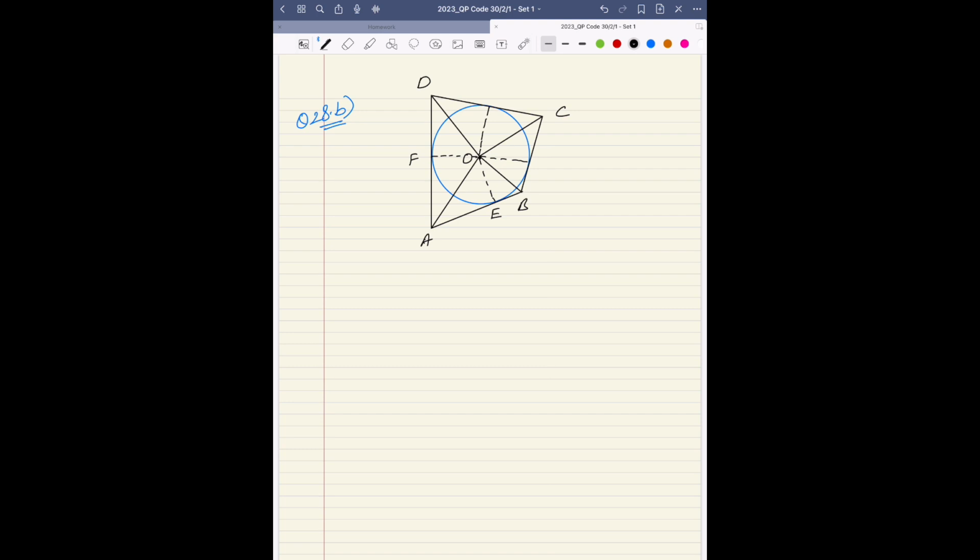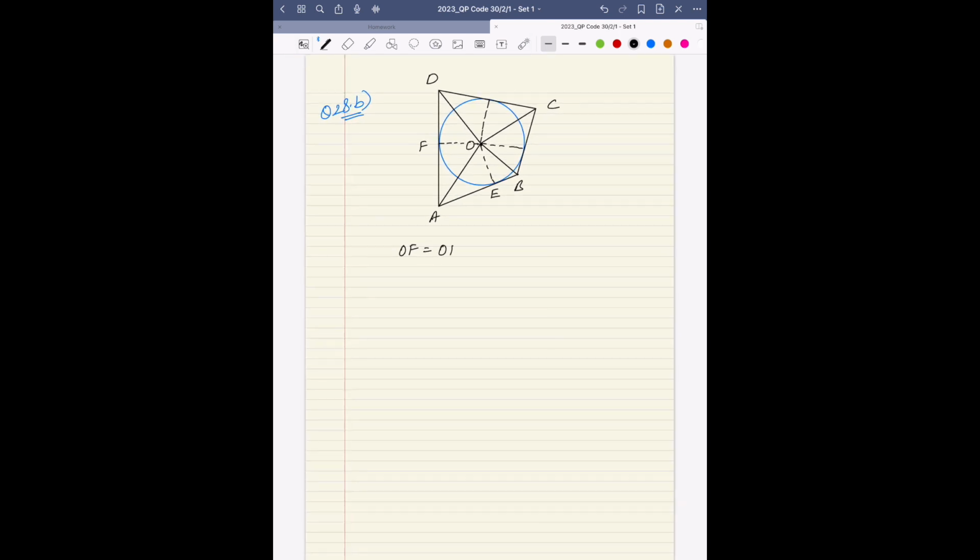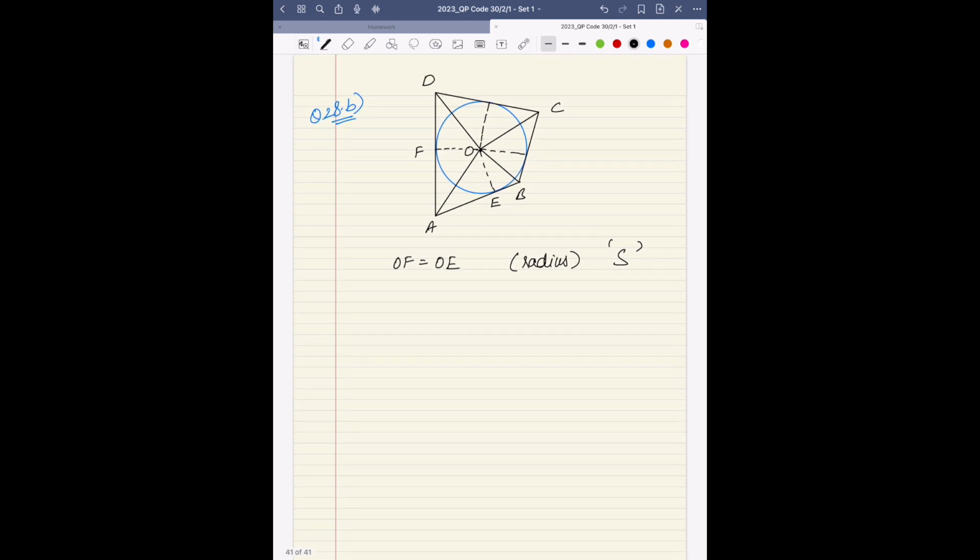Now see, what's happening is we will show that this triangle and this triangle are congruent, right? I hope you remember a little bit of the concept of congruency. Congruency means that both these triangles are equal. Their corresponding angles are equal and the corresponding sides are also equal. How do we prove that? So OF will be equal to OE by radius. We'll try to prove it by triple S, one of the postulates. So OF is equal to OE.